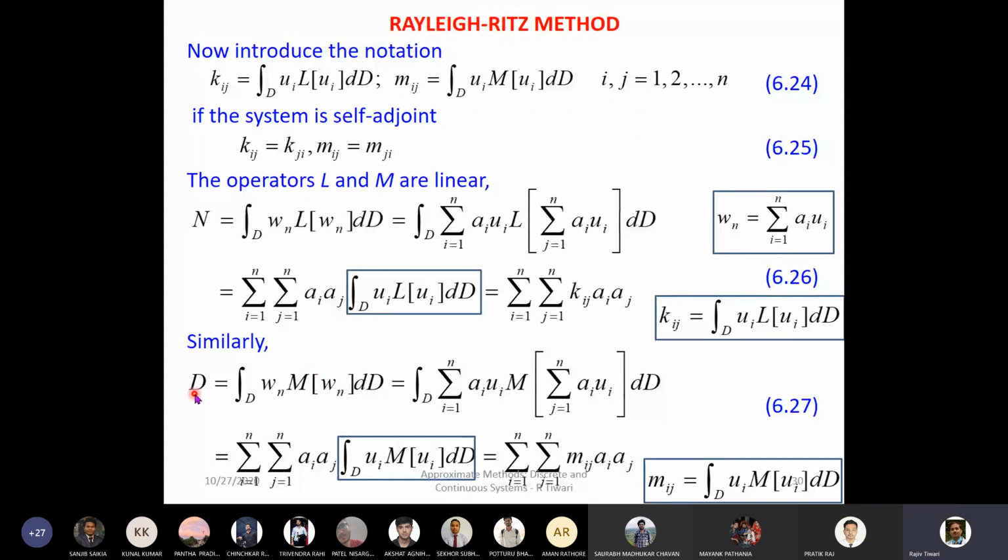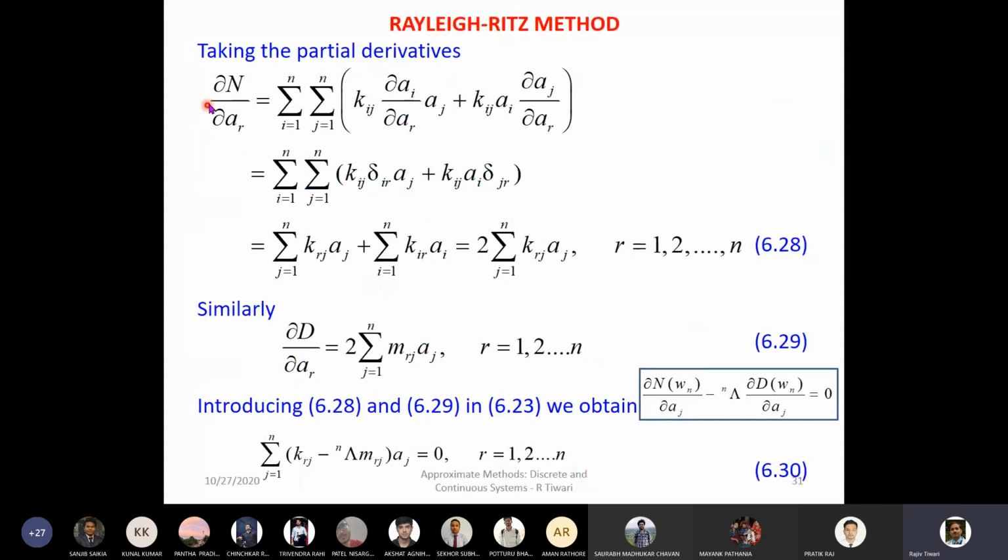Similarly, when we take the denominator of the Rayleigh's quotient, we substitute the operator M and W_n, which we assumed in the series form, and again we reshuffle the summation outside and integration inside. So this term, which we define as M_ij, is this expression. So the numerator and denominator we got in this form.